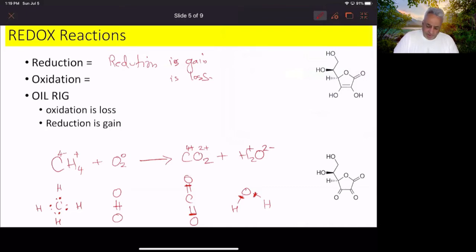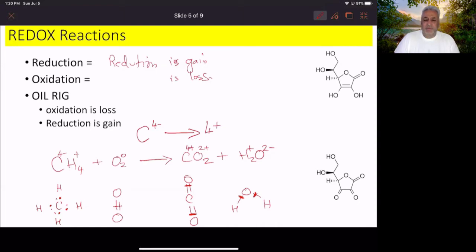So with respect to carbon, what's happened? Has the carbon been oxidized or has it been reduced? And the answer is simple. Carbon had a -4 redox potential there. And then over here, carbon now has a +4.